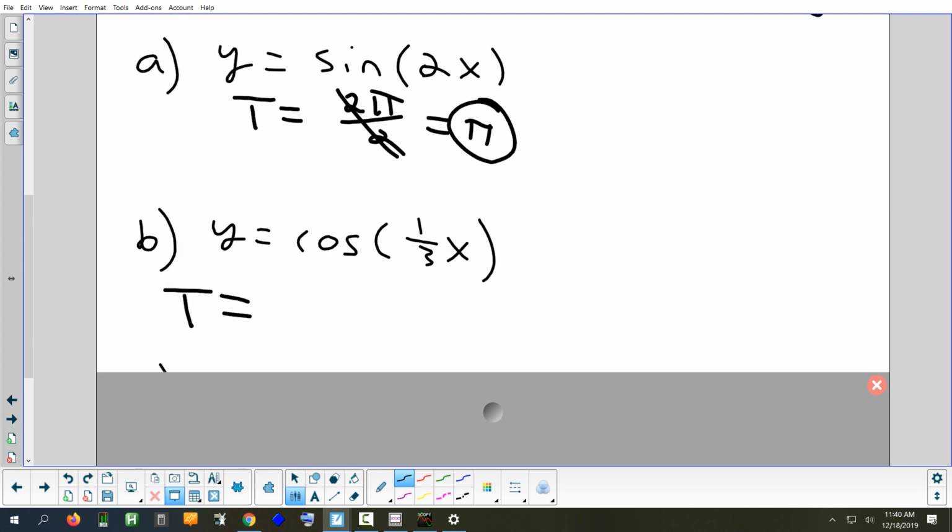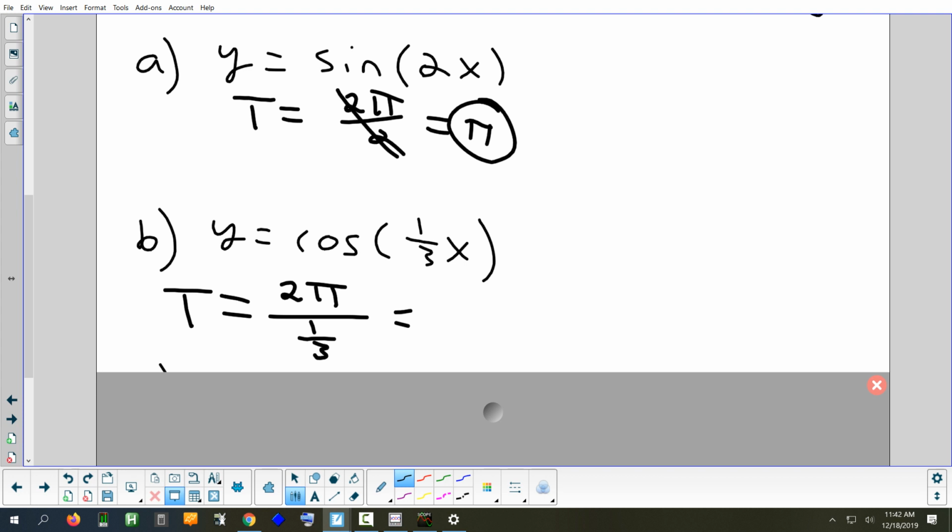What's going to be my fraction that I set up to find the period? How about Chris? Well, what's my numerator going to be? Anyone help him out? What's the numerator always in that formula? 2 pi. 2 pi divided by what goes in the bottom? 1/3. What do you get if you divide 2 by 1/3? 2 divided by 1/3. Six. 2 divided by 1/3 is 6.